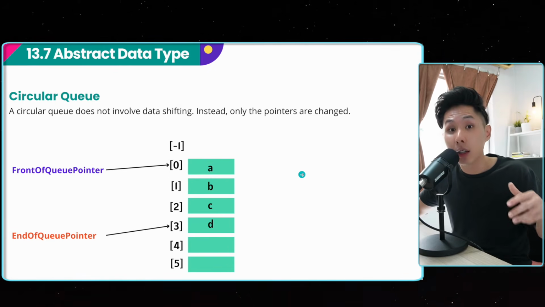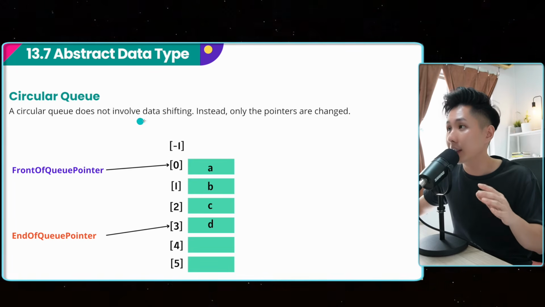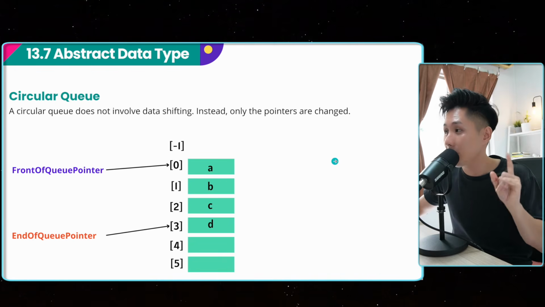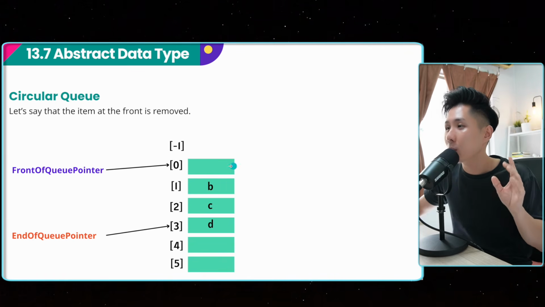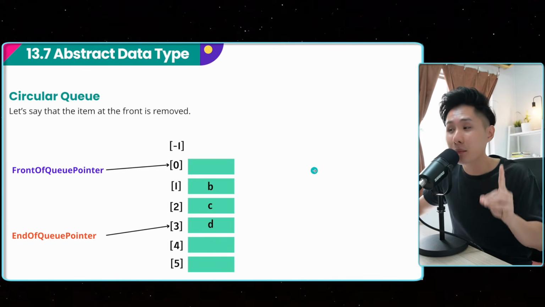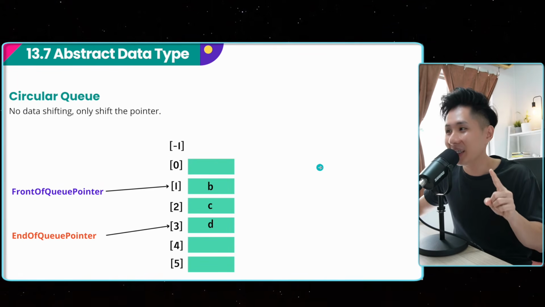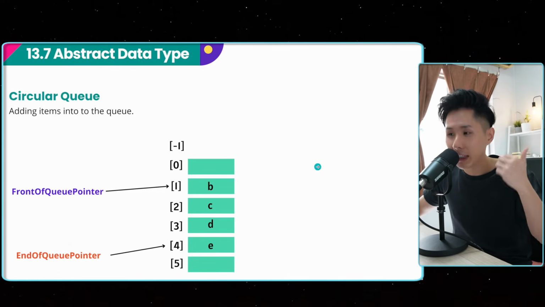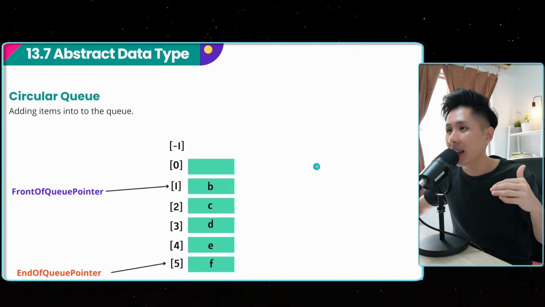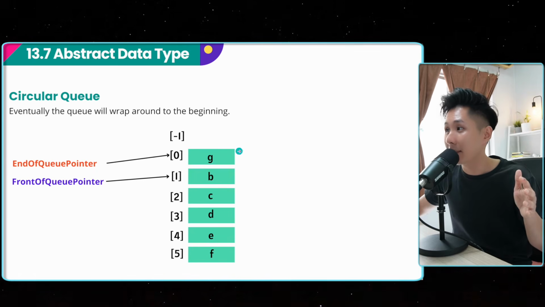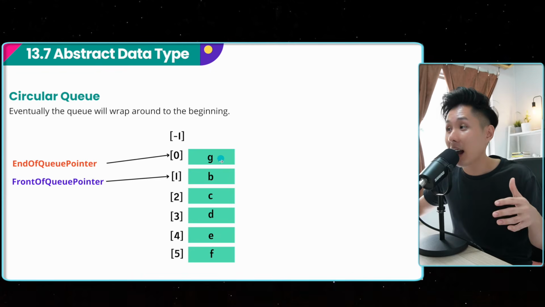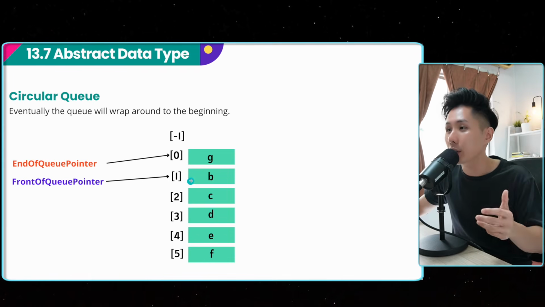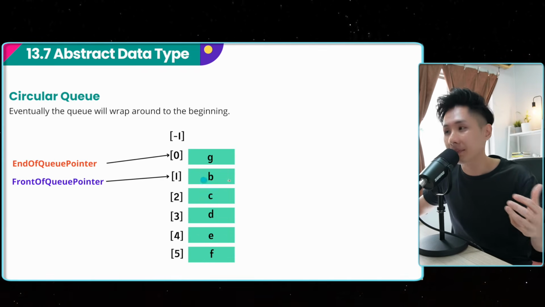So that's when the circular queue comes in. A circular queue does not involve data shifting. Instead, only the pointers change. So in the same scenario, if I were to remove A, instead of moving every item up, I only move the pointer. Look, it's a lot more efficient. And when I add items to the queue, I just keep incrementing the end of queue pointer, keep adding. And eventually, the queue will wrap around to the beginning. But it doesn't matter how the items are arranged here because I already have pointers that show me where the front and the end of the queue are.